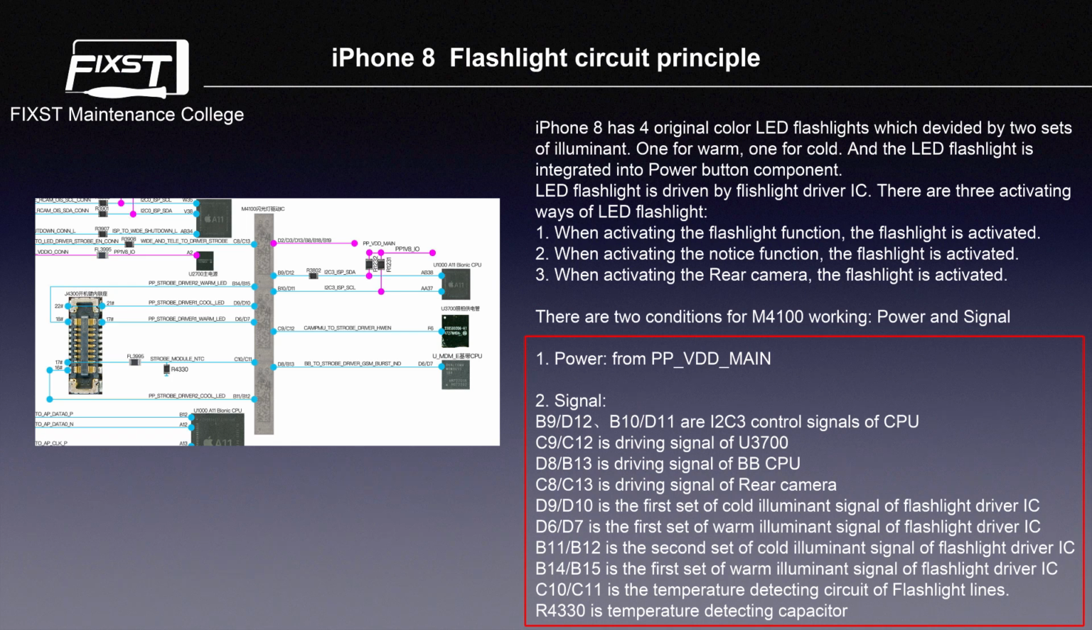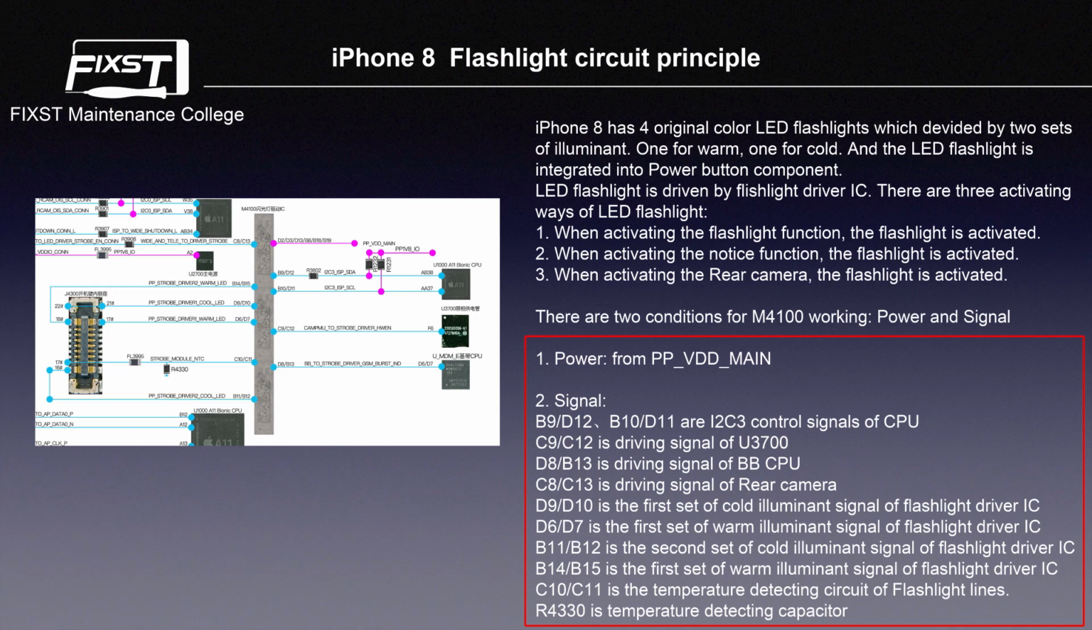D9 to D10 is the first set of cold illuminant signal of the flashlight driver IC. D6 to D7 is the first set of warm illuminant signal of the flashlight driver IC. B11 to B12 is the second set of cold illuminant signal of the flashlight driver IC. B14 to B15 is the second set of warm illuminant signal of the flashlight driver IC.